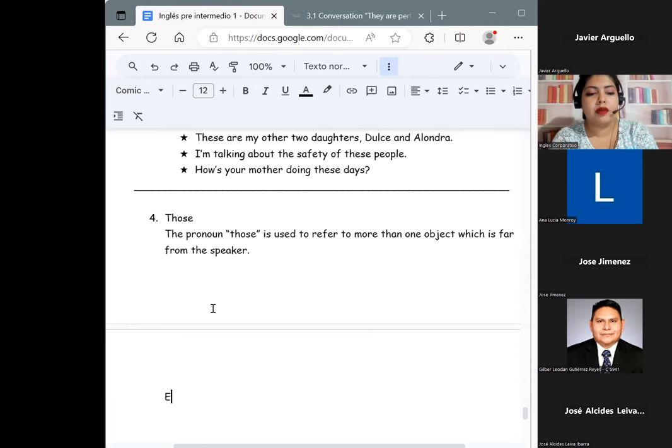And we have two examples. Example number one, those are funny. And the second one, I want three of those. So we have these examples here, related to this information.